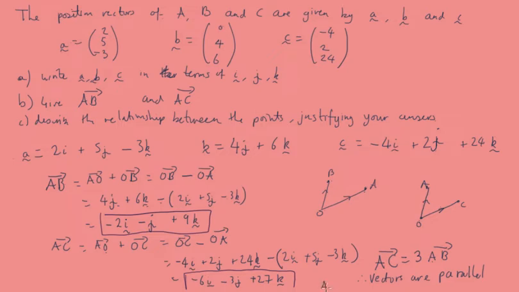So A is shared, so AB and AC must be collinear. They must be on the same line. So if you've got, here's A, say B's over here, here's C over here. They must be on this same line.